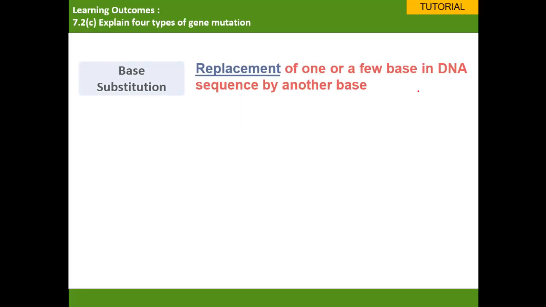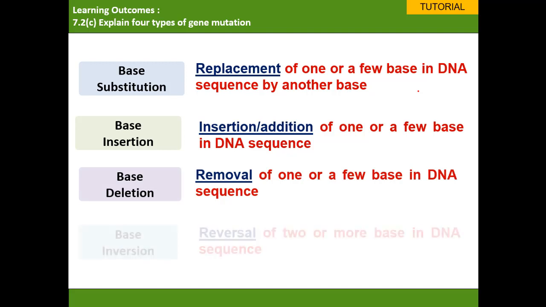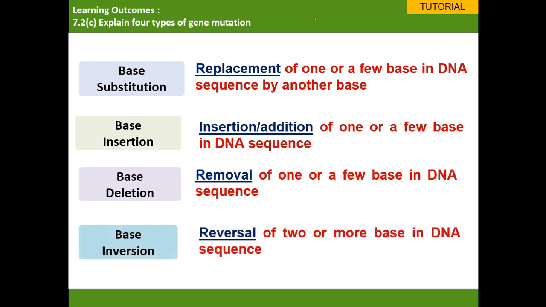Next. Explain four types of gene mutation. Base substitution: replacement of one or a few bases in DNA sequence by another base. So the keyword for base substitution is replacement. So we replace one or a few bases with another base.